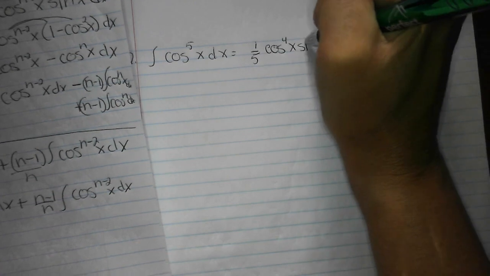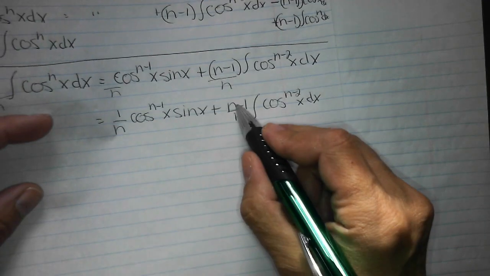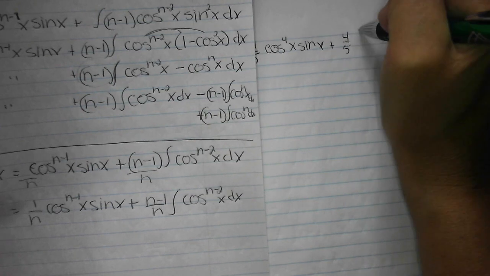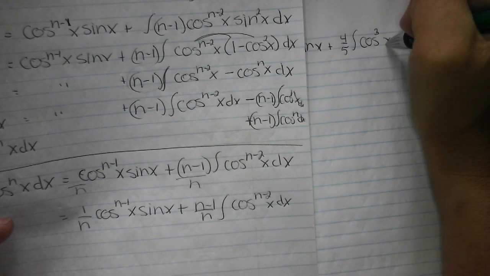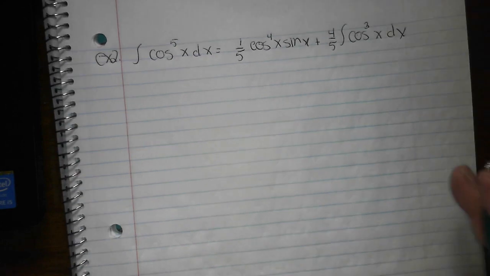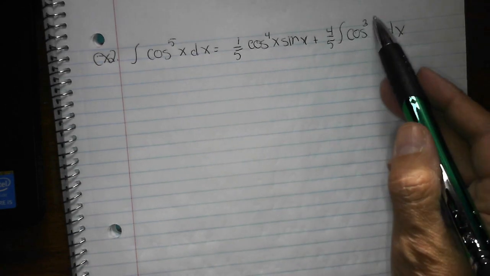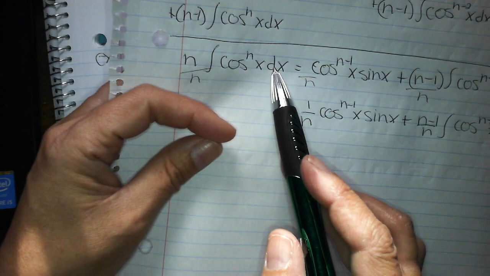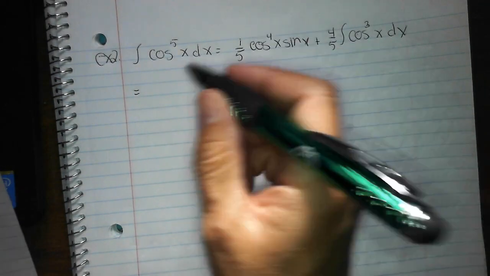sine x plus, now I've got 5 minus 1, that's going to be 4 over 5 of cosine, so 5 minus 2 is a 3. So now I still have an integral, so I'm going to run through again where now my n is a 3. So I've got cosine cubed x. So I'm going to come over here because it's going to get a little bit long. So I'm going to ditto this first term. I'll write it all down at the end.